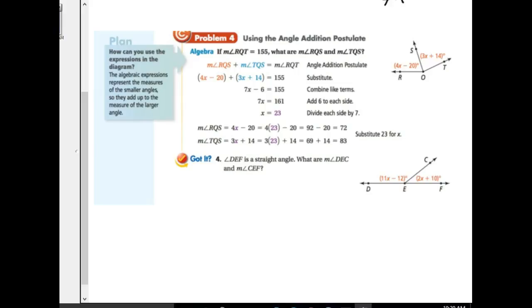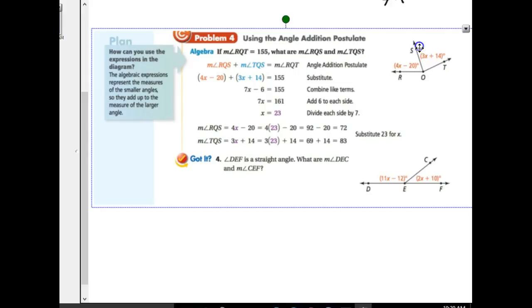What is the measure of RQS, which is this one right here, as well as the measure of TQS, which is this one right here? Okay, that looks like an O to me, but I think it should have been a Q. Now, what the postulate says is that you can add the two smaller angles together, this angle and this angle together, to get the one big angle. And that's exactly what they've done.